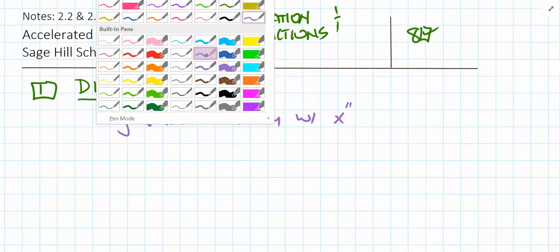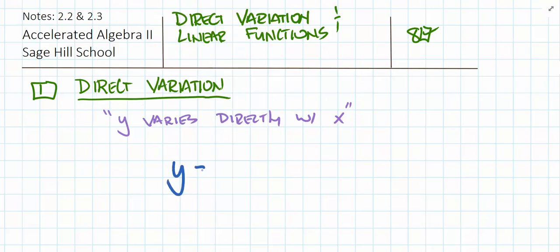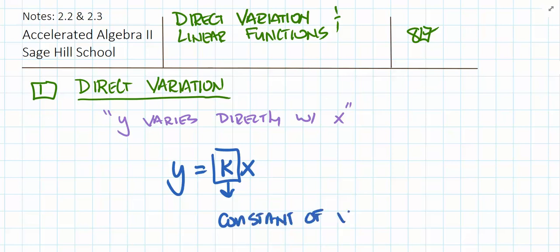Here's what this means. This means that Y is equal to some constant times X. So the number out in front of your X, in terms of structure of mathematics, is your constant, your constant of variation. Okay? So if y varies directly with x, that means we can set up the equation y equals kx, where k represents our constant of variation.